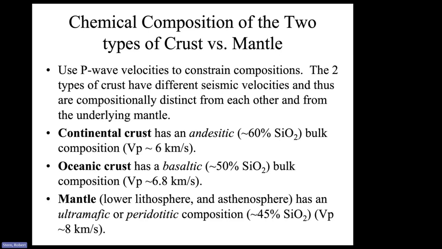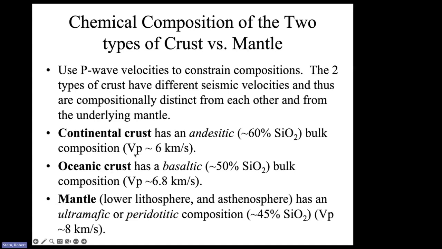So continental crust is extremely variable, but on average it has an andesitic composition, and we'll refer to that by its content of silicon dioxide, SiO2. This is the chemical composition, not the abundance of quartz. Students get sometimes confused on that point. But this andesitic crust has a bulk composition that leads to a velocity of about 6 kilometers per second.